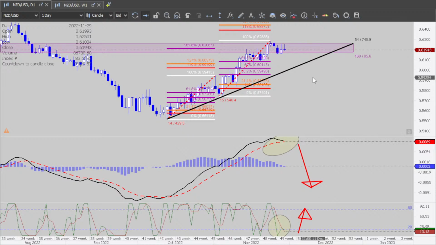Hedge fund trader Tenerife, hedge fund trader Ala, hedge fund trader LS. What are you going to do? LS says stochastic, I'm going to buy. Anybody else? There is no right or wrong.